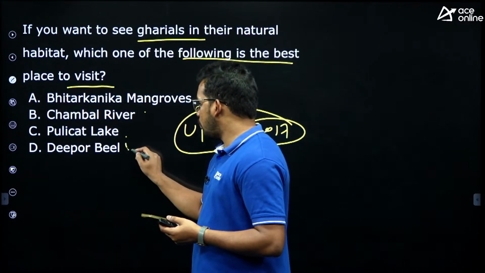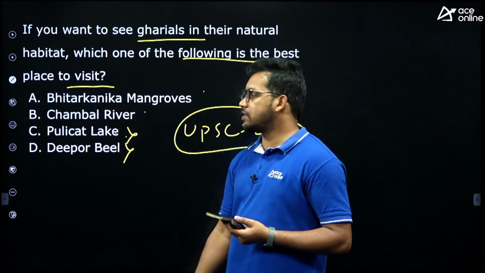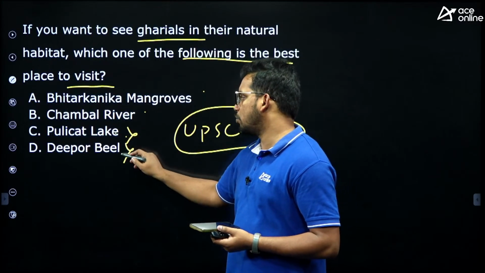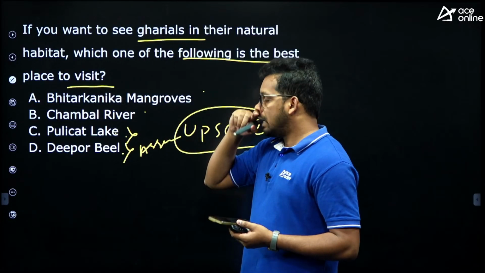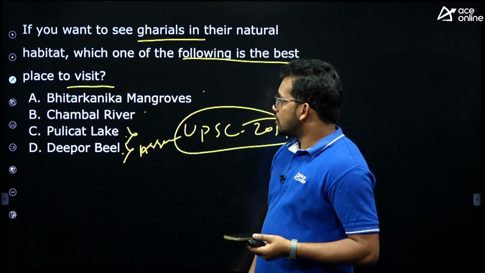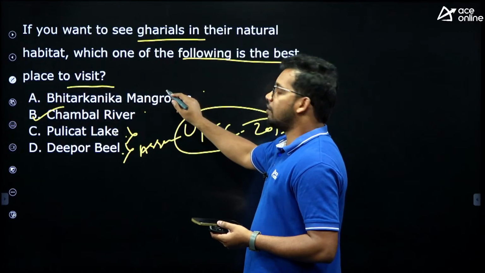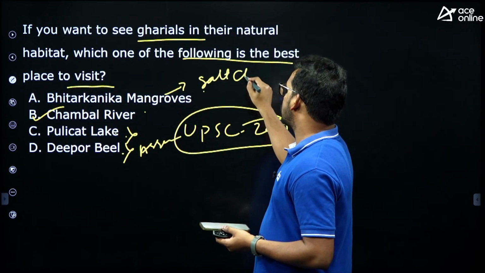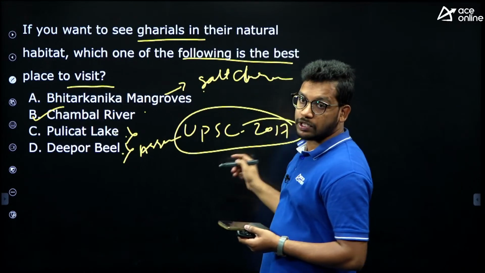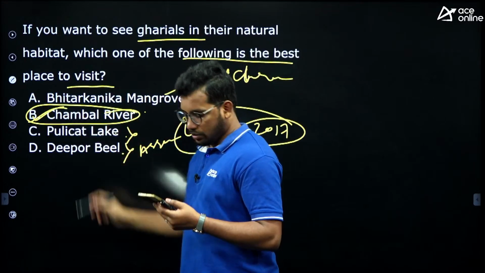So let's see, Deepor Beel and Pulicat Lake, these are eliminated. Pulicat Lake is located in Andhra Pradesh, so we haven't discussed about this. Deepor Beel is in Assam, so that is also not popular for gharials. So the answer is Chambal River. Bhitarkanika mangroves is popular for saltwater crocodiles, right? We have discussed. The gharials are famous from Chambal River. So answer is B.